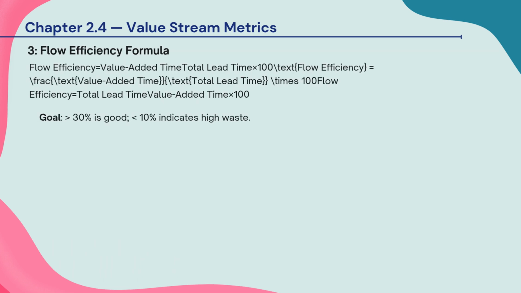This slide explains the flow efficiency formula, which measures how much of the total lead time is actually spent on value-added activities. It is calculated as value-added time divided by total lead time, multiplied by 100. This metric helps identify the level of waste in the process. A flow efficiency above 30% is considered good, while below 10% indicates high waste and significant improvement opportunities.